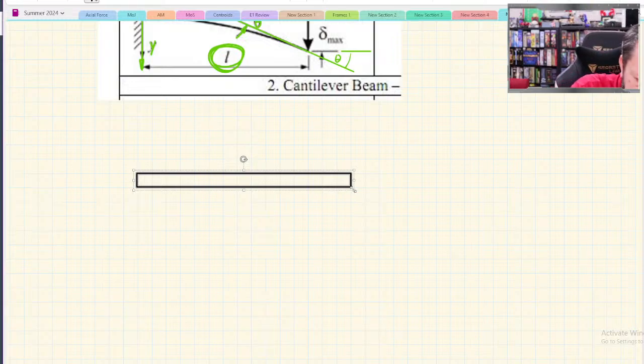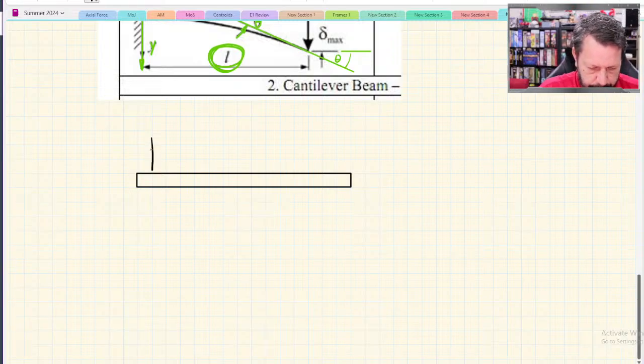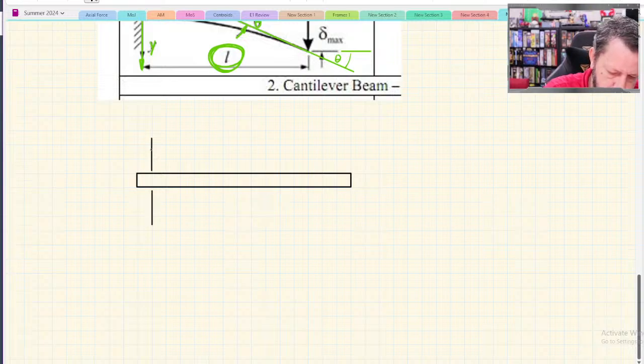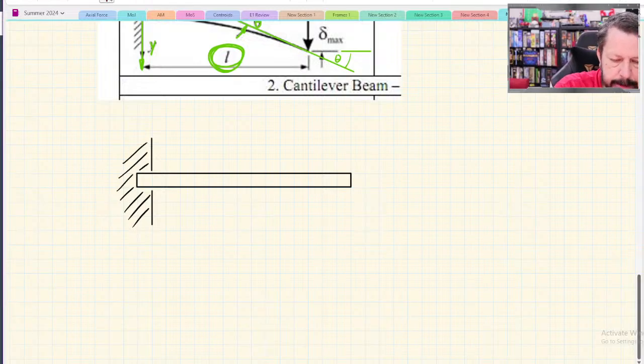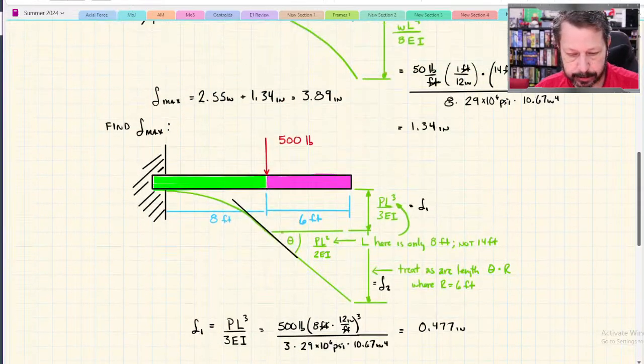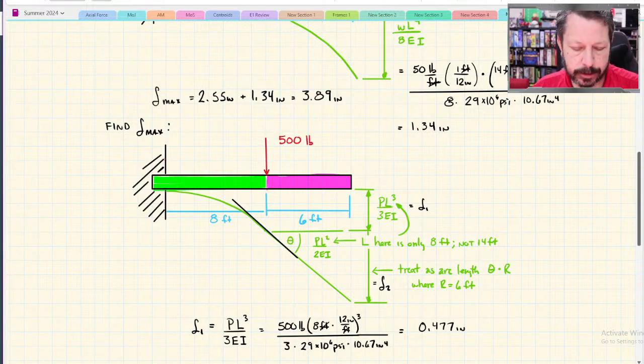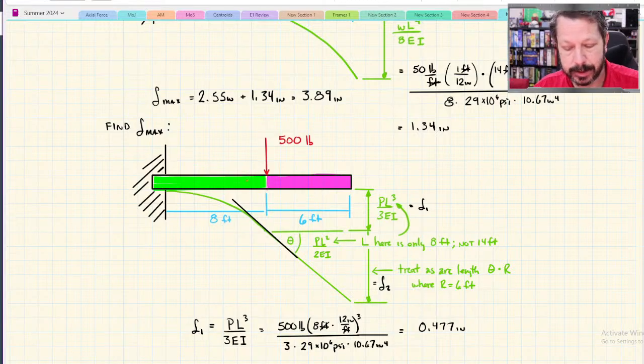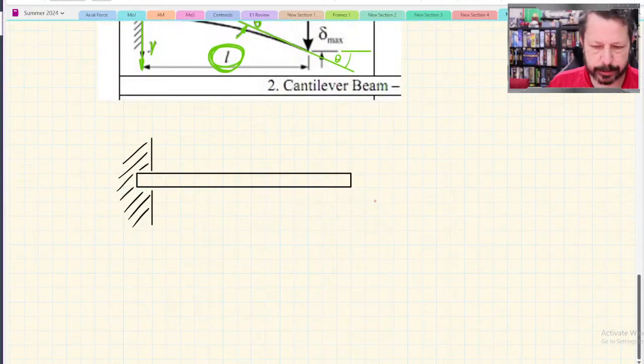So here's our beam. And we're going to do a cantilever. Let's do distributed loads this time. We could do a distributed load kind of like we did here, where the distributed load starts at the wall and ends somewhere before it gets to the end of the beam. That would be the exact same process as this one. You would just use the equations for distributed loads. But what if this was what it did?